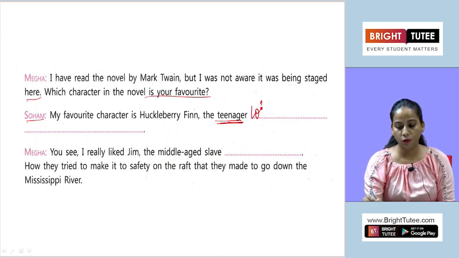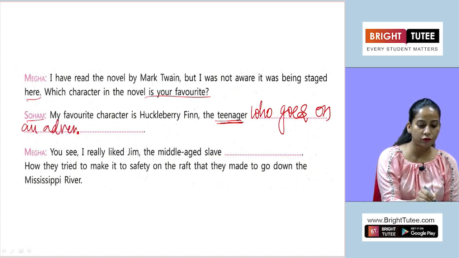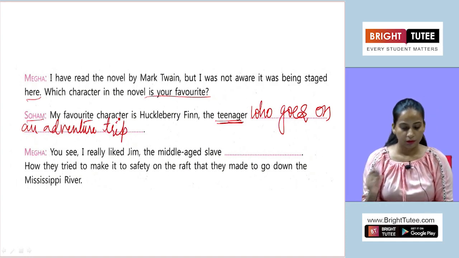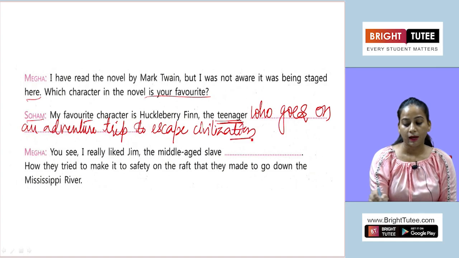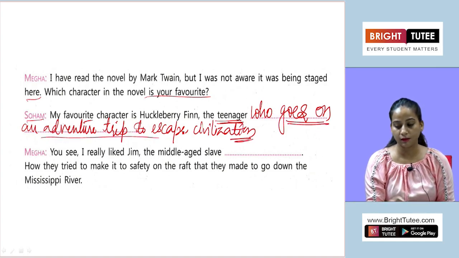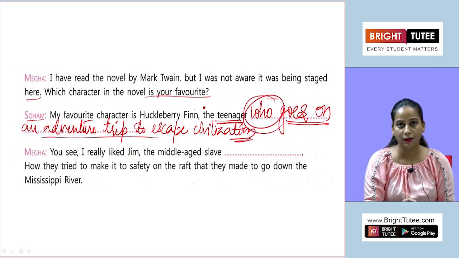So you will mention who goes on an adventure trip to escape civilization, and the rest of the part of your adjective clause that you are taking here, you have to refer from that dialog box. Only the main word you have to select from your own side, which is going to qualify the given noun or pronoun in the given dialogues.